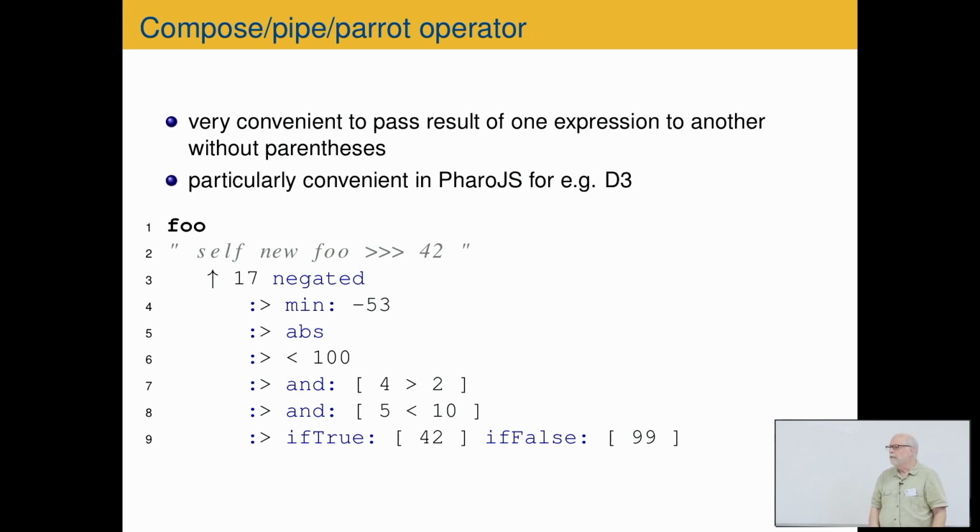This is particularly convenient in Pharo.js because some JavaScript libraries use this extensively. There's a great graphics library called D3, and each transformation gives you a new result that you want to pipe to the next value, to the next value, to the next value. And so this is really convenient in that context.